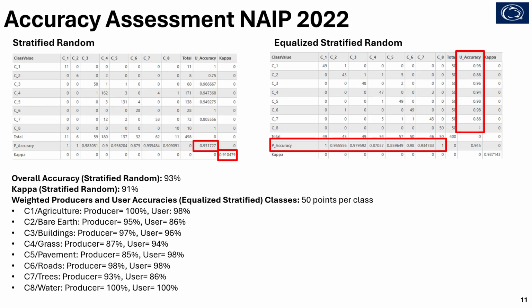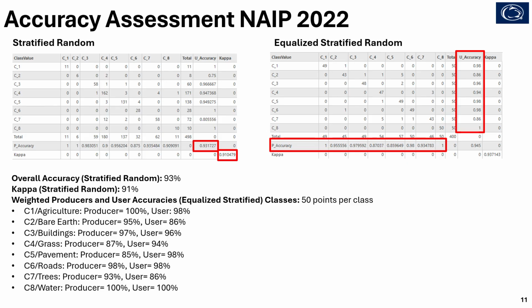Roads also showed very strong results with both producer's and user's accuracy of 98%. The trees class had a producer's accuracy of 93% and a user's accuracy of 86%, indicating strong detection of tree cover with some minor confusion with other vegetation types.